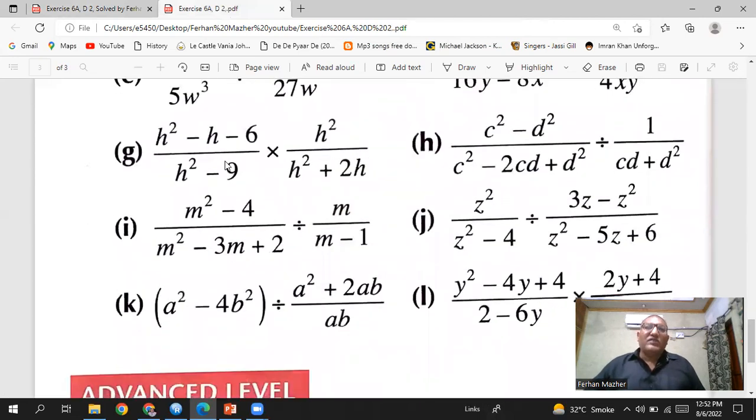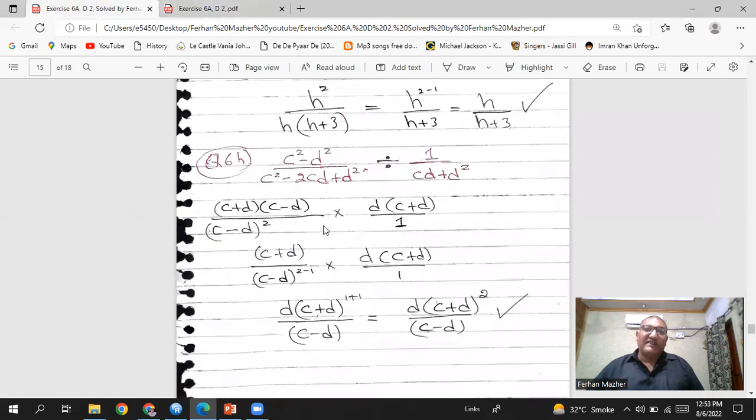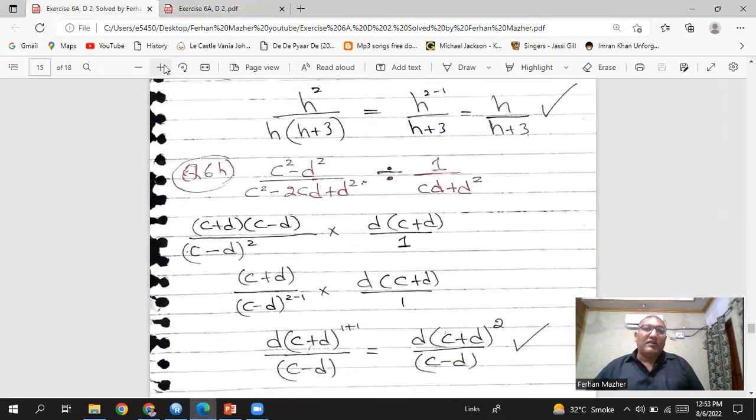Okay, so we are on question number 6, and its H part. It says c square minus d square divided by c square minus 2cd plus d square. And then we have a divide sign here, and then we have a fraction which is 1 divided by, in the denominator, cd plus d square. So I will factorize this, this, and this. So it involves factorization as well.